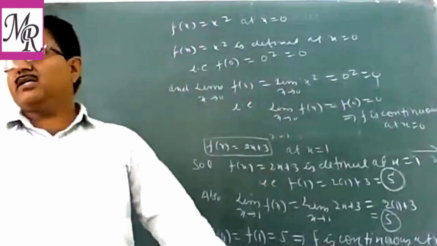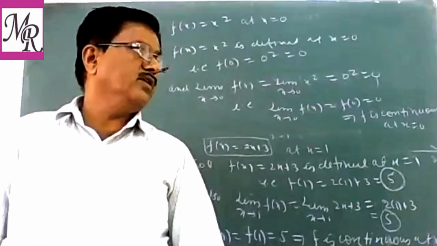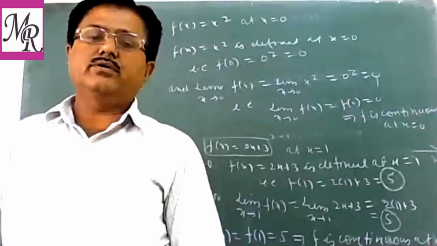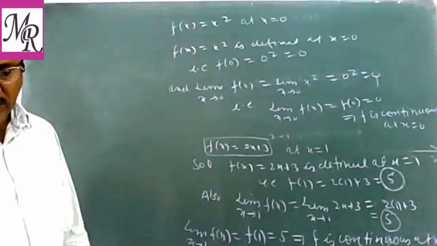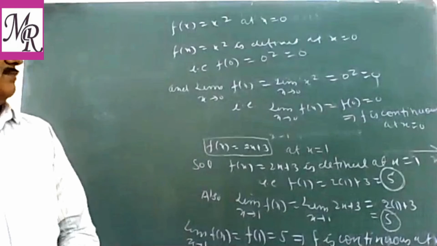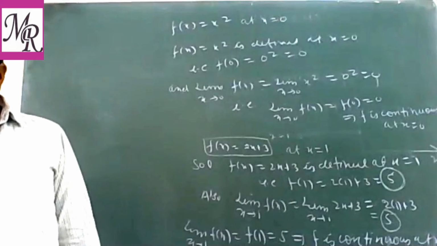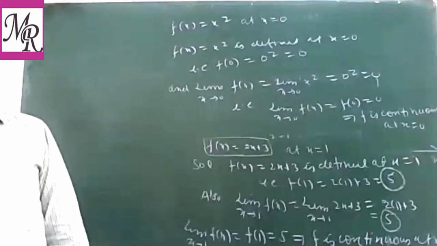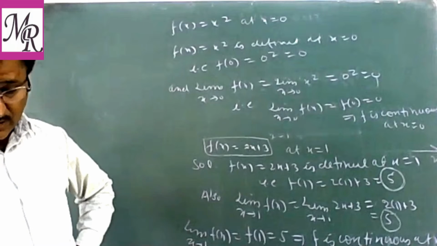So this is the method how to check either the given function at the given point is continuous or not. Understood? How will we check continuity of any function at any point? We find its limit value and the value of the function. Both are equal, and then only we can say the function is continuous.